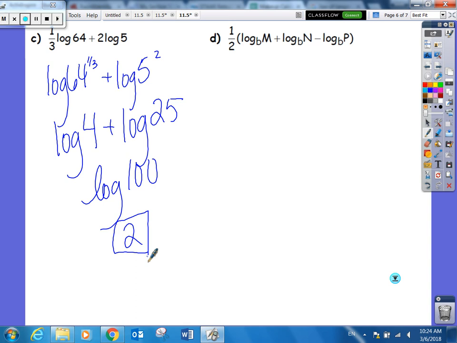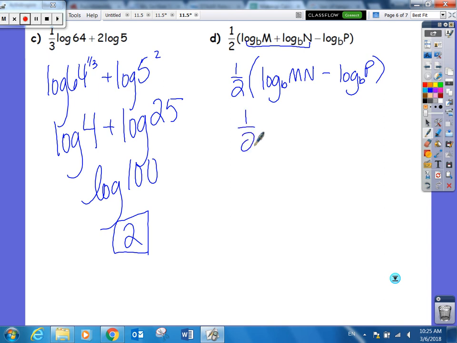Letter D is one of those you can kind of decide to do what's in the parentheses first, or you can distribute and then do that. I'm going to do what's in the parentheses first and then deal with the 1/2 at the end. So 1/2, I'm going to combine those 2 first. So log base B of mn minus log base B of p. Now I can combine those 2, so I have 1/2 log base B of mn over p.